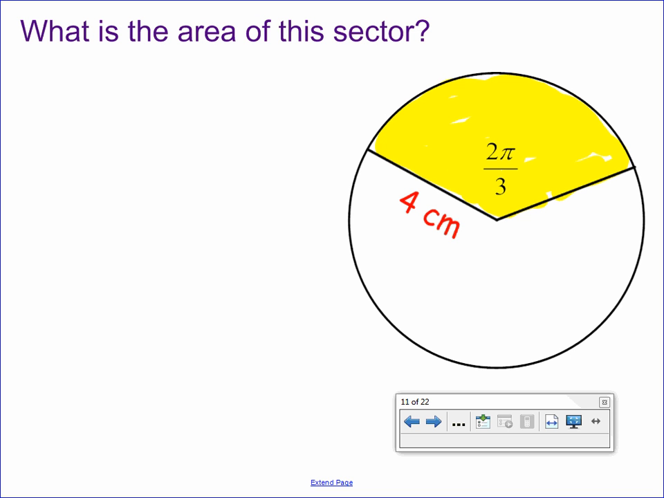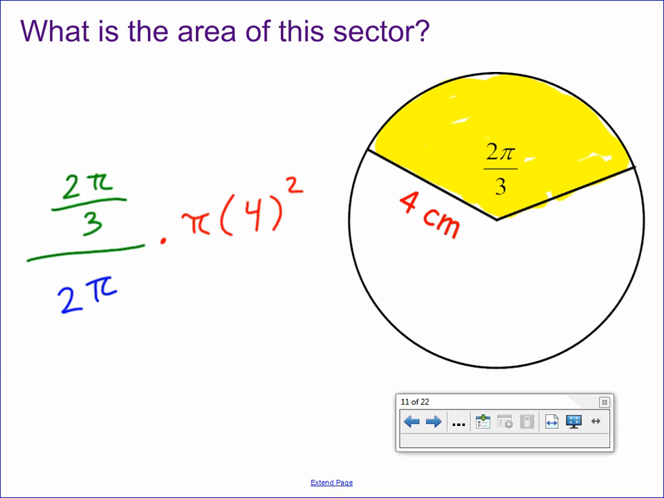So again, we can take our portion of the circle that we have. From last time we saw that was the size of our central angle divided by the total number of radians in the circle. How many radians are in a full circle, by the way? 2 pi. So here's our part of the circle. We have 2 pi over 3 divided by 2 pi times the area of the entire circle, which would have been our pi r squared, in this case pi 4 squared.